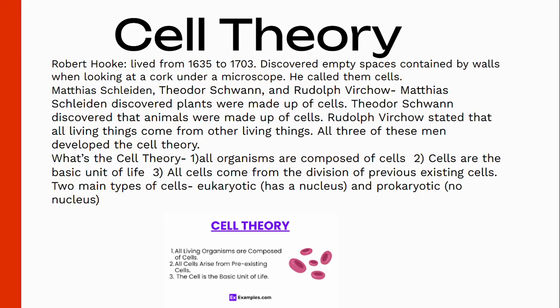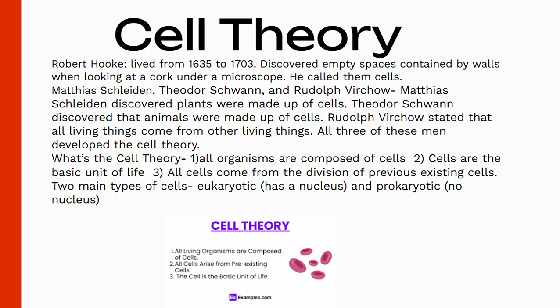Then Matthias Schleiden, Theodor Schwann, and Rudolf Virchow kind of put different pieces together for this. So Matthias Schleiden discovered plants that were made up of cells. Theodor Schwann discovered that animals were made up of cells, and Rudolf Virchow stated that all living things come from other living things. And together, these different pieces from each of them created the cell theory.